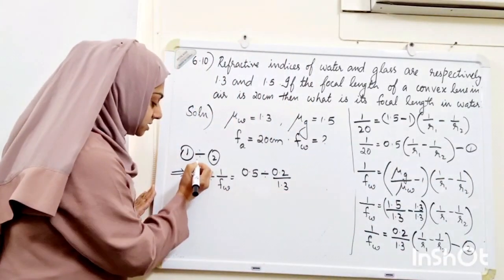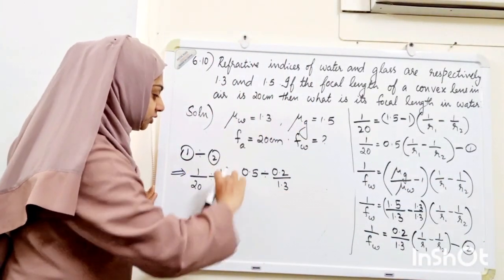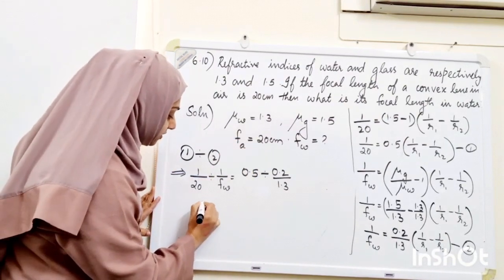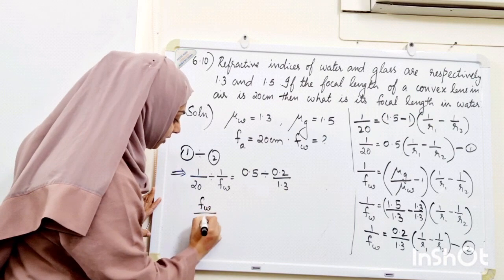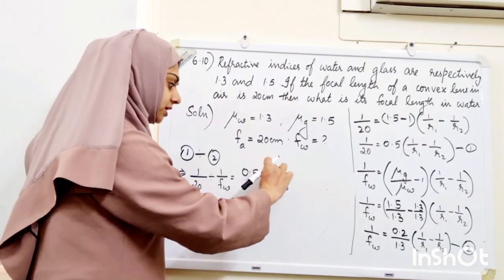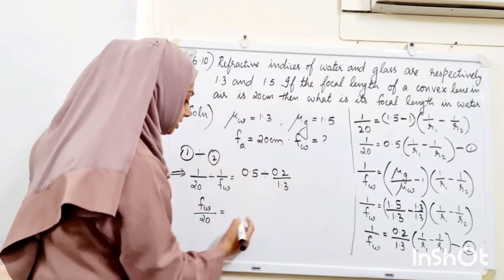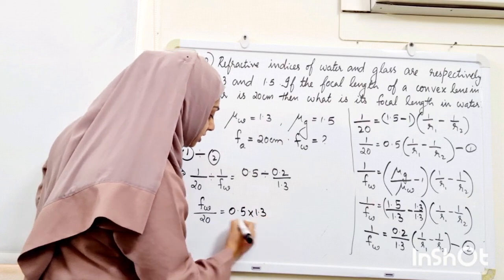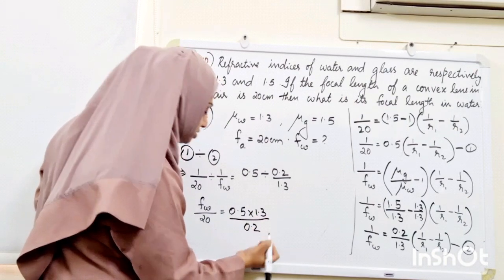So here it's divided by a fraction, so I can take the reciprocal and multiply to it. So it will become FW divided by 20 is equal to, here again I can take the reciprocal, so 0.5 times 1.3 divided by 0.2.